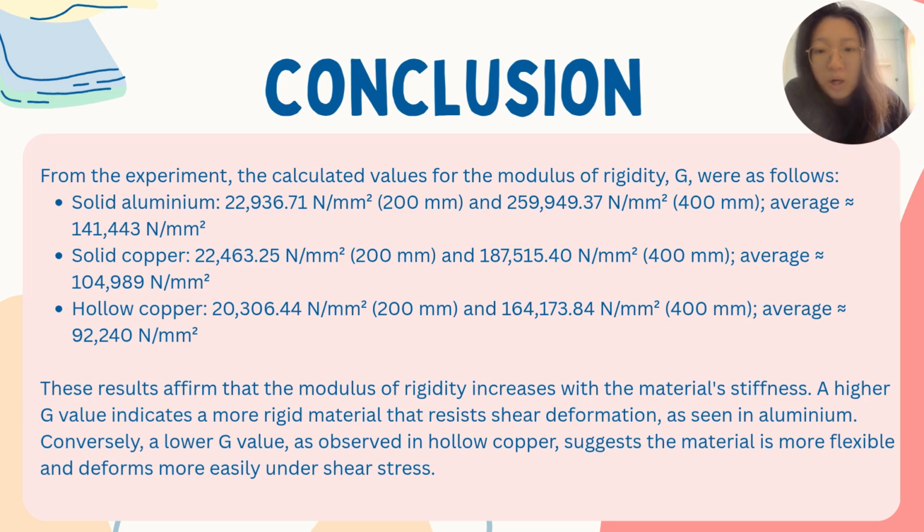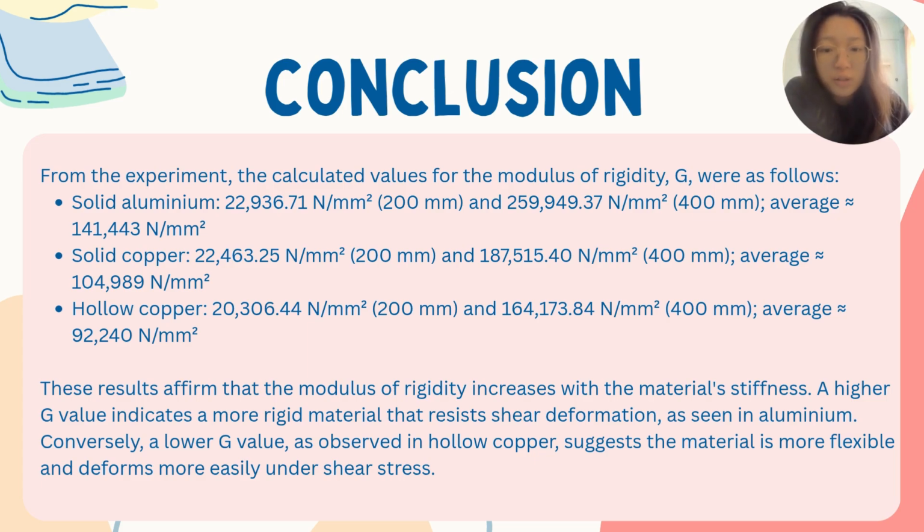For solid copper it is 104,989 Newton per millimeter square, and for hollow copper it is 92,240 Newton per millimeter square. So this result affirms that the modulus of rigidity increases with the material thickness.